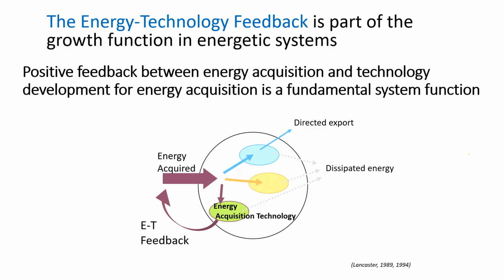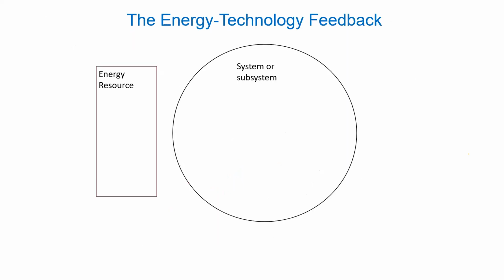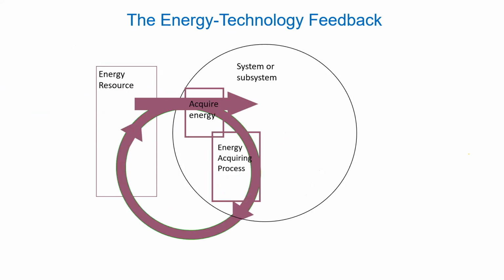In a human society, that's our energy industry. The energy that we take out of the ground and fossil fuels, a lot of it goes to the energy industry to get the next stage of energy. So you can think of the energy resource, the subsystem, as acquiring the energy, and then some of that energy is going back into the next acquisition process.